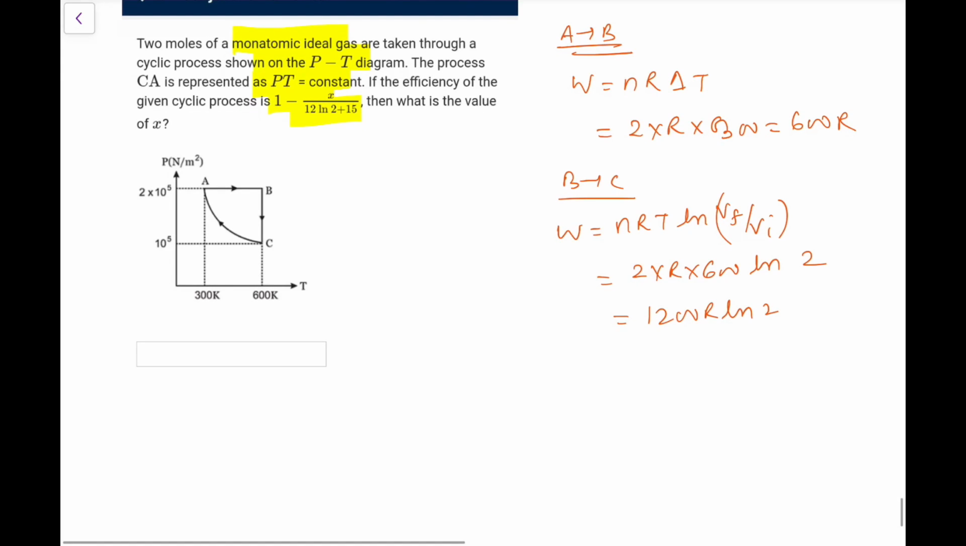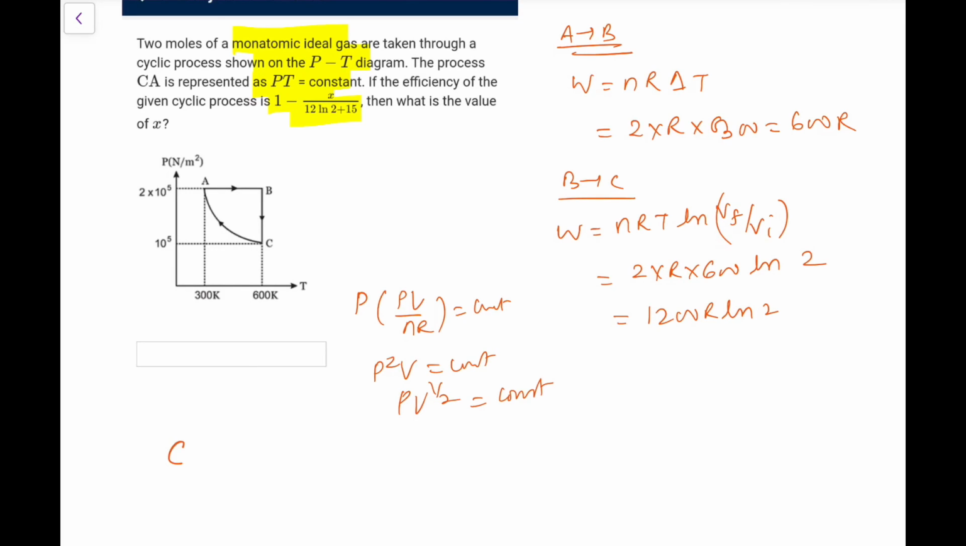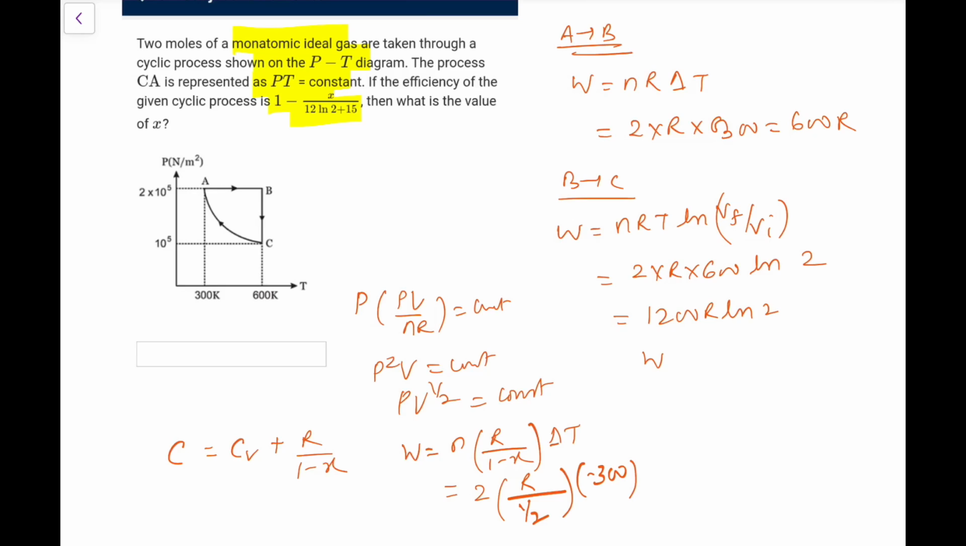Okay. Now C to A. Now PT is constant. I can write T as PV upon nR, so it becomes P squared V constant, or PV to the power half is constant. So as in the polytropic process, C is CV plus R upon 1 minus x, and work done directly I can write as nR upon 1 minus x into ΔT. From the logic I told you in my 5-minute revision series, you can recap that. So n is 2, 1 minus x, x is half, so that becomes 1 by 2, into ΔT which is minus 300, so negative work, it would be minus 1200R. So in C to A, W is minus 1200R.